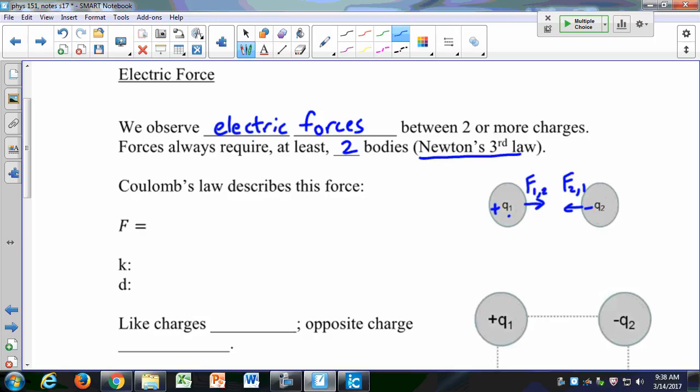We saw this with gravitational forces. Gravitational forces are also a type of field force, that is, they don't require contact. Coulomb's law describes the magnitude of this force. It's K times Q1 times Q2 divided by R squared, where R is the distance between the two charges. K is a constant. It's called Coulomb's constant.